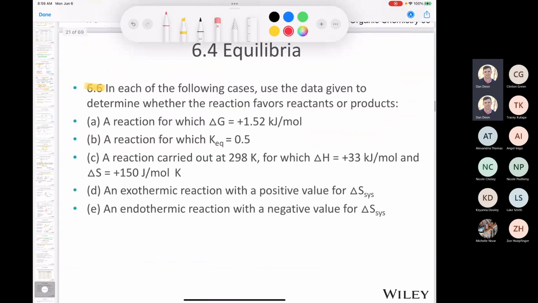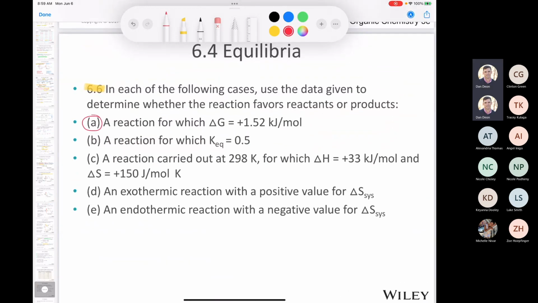What's going to be favored here? So let's look at the first one. A reaction for which the delta G is positive 1.52 kilojoules per mole. What's going to be favored there? Reactants or products? Can anybody tell me the answer to A? I'm just looking for a word, reactants or products. Delta G is positive. Yeah, absolutely. Thank you. So it's going to be mostly reactants if my delta G is a positive value. Reactants. There we go. What about if your K equilibrium is 0.5? My K equilibrium is 0.5. What would that be? Reactants or products?